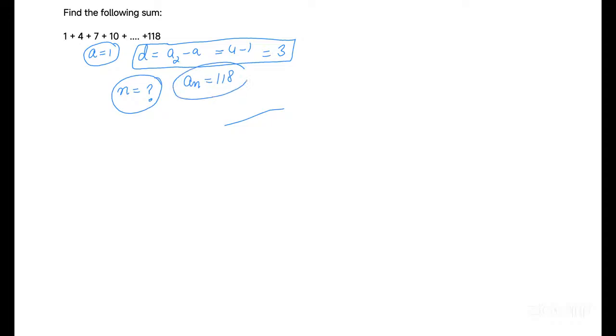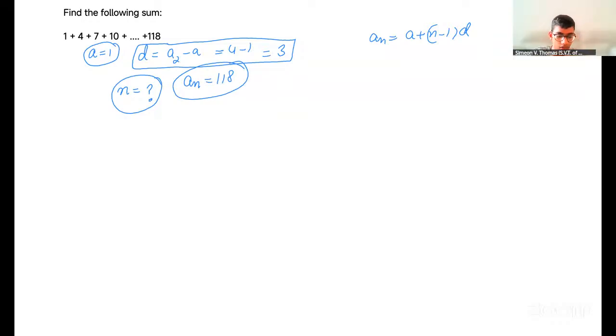So first of all, Simeon, we have to calculate the value of N. How will you find it out? I was not able to find the value of N. That's what I got confused with. So you have this formula, no? AN is equals to A plus N minus 1 into D. Yes or no? So you have to put all the values into this to get the value of N. Write it down and tell me what's the answer.